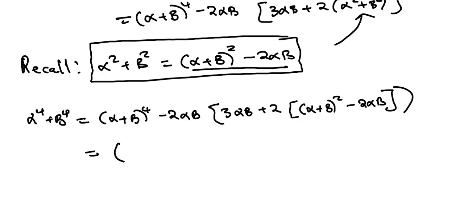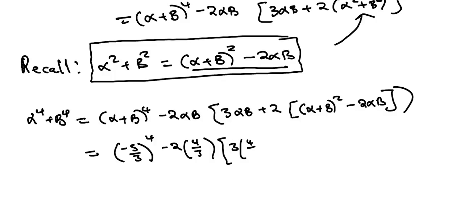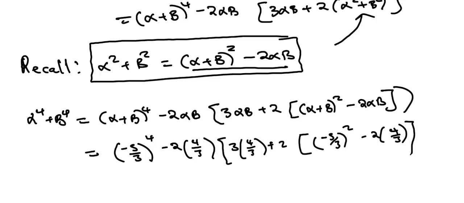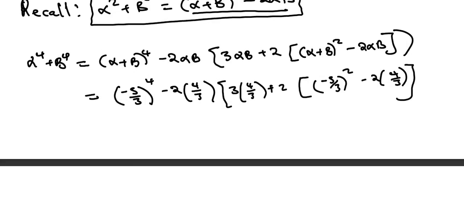We know what this is. It's a negative 5 over 3 to the power 4 minus 2. This is a 4 over 3. And this is just a 3. This is a 4 over 3. Then plus a 2, which is just negative 5 over 3 squared minus 2. This is a 4 over 3. So this is what we have. Then we just compute everything here. This will give you the following.